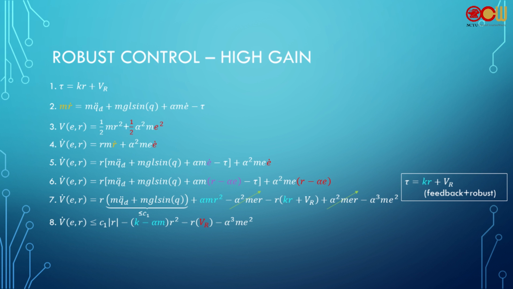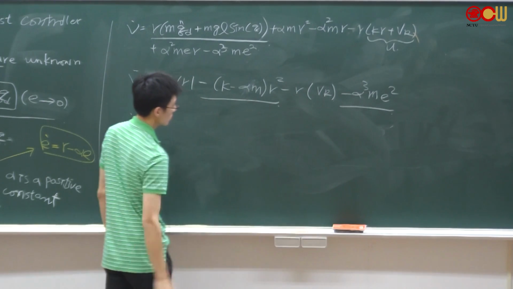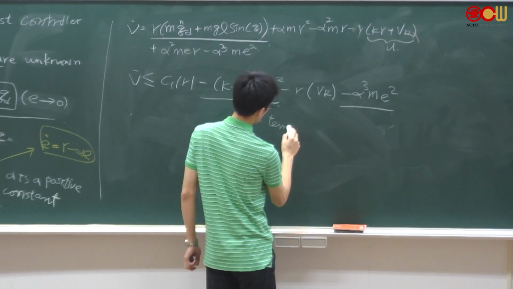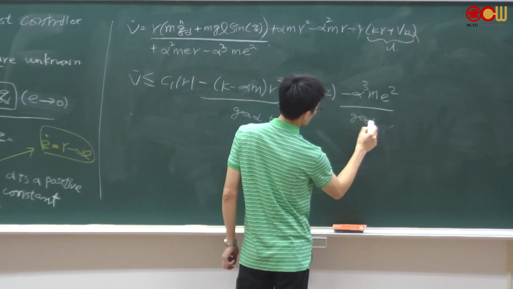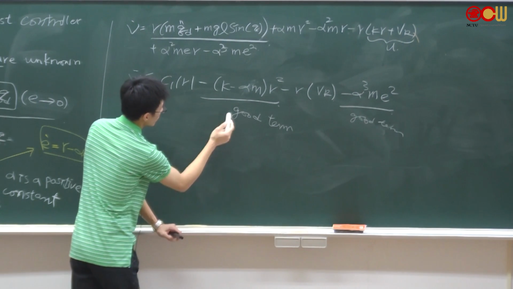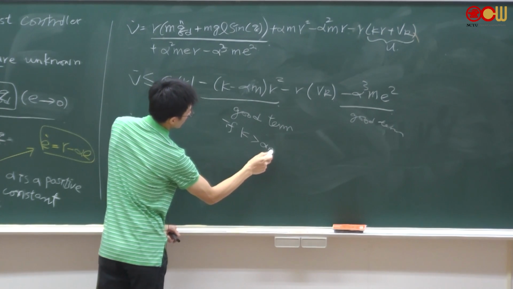Next step, I change the equality to an inequality, put an absolute value on R, and regroup the terms. So we have minus R squared, and you need to choose. We have these good terms. But there's a condition for it to be a good term: if k is greater than alpha M.